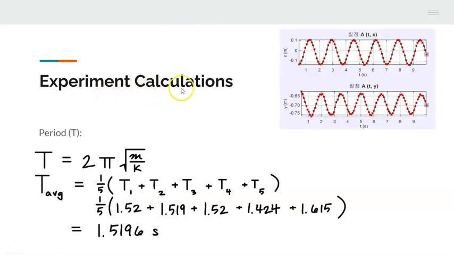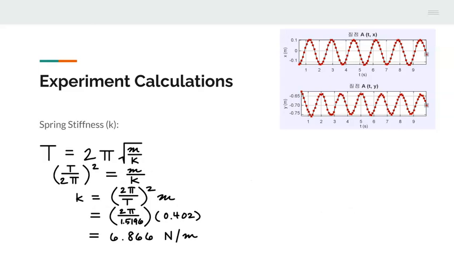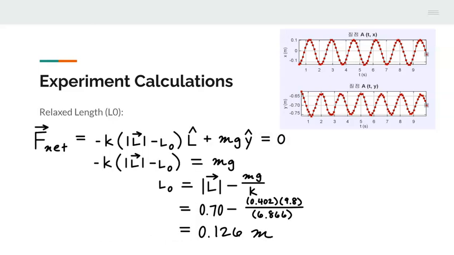So for our experiment calculations, before using the computational model, I calculated the period by taking the average of 5 periods in the y direction and then found the period to be 1.5196 seconds. For the spring stiffness K, I said that T is equal to 2 pi times the square root of m divided by K and solved for K and then plugged in the values for mass and period and found that the spring constant is 6.866 newtons per meter.